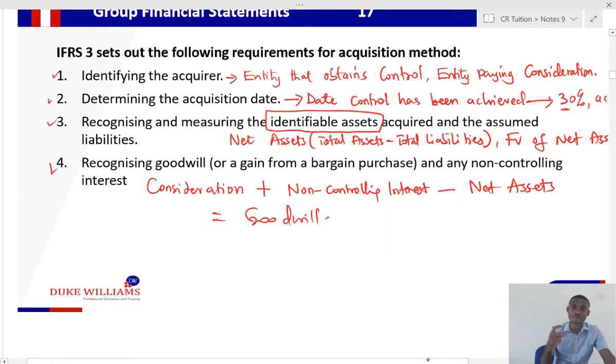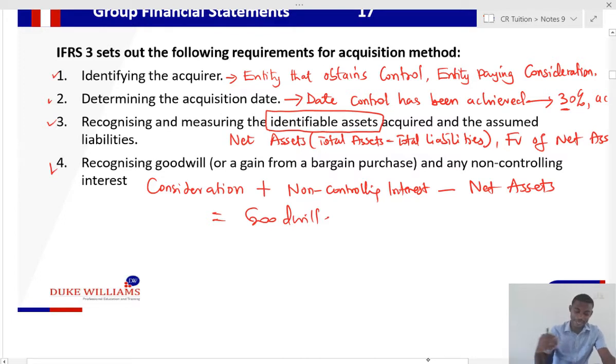And the goodwill is recognized as an acquisition or consolidation adjustment. It's a consolidation adjustment, which increases the total value of the subsidiary when we are consolidating. And the goodwill is not recognized in the books of the subsidiary, it's not recognized in the books of the parent. It is recognized in the consolidated accounts.